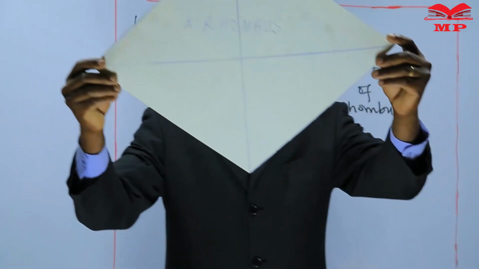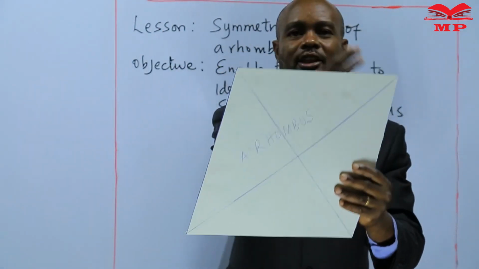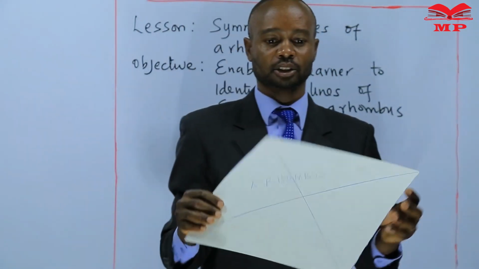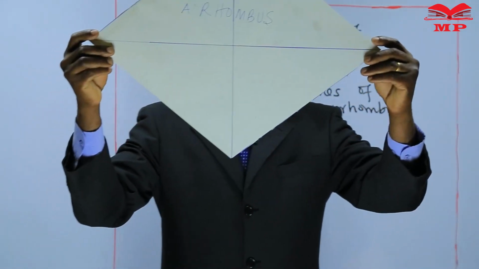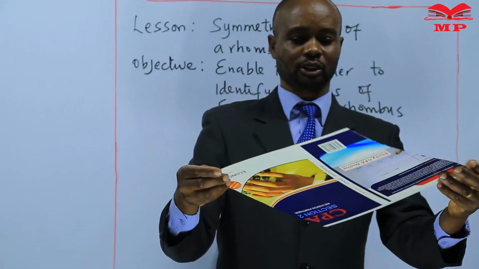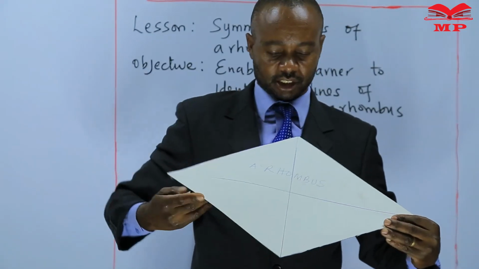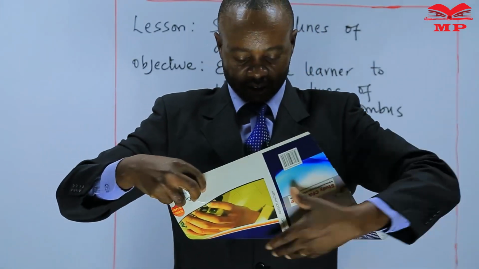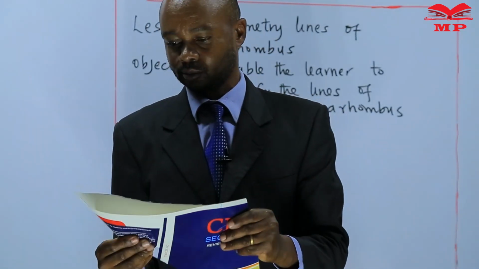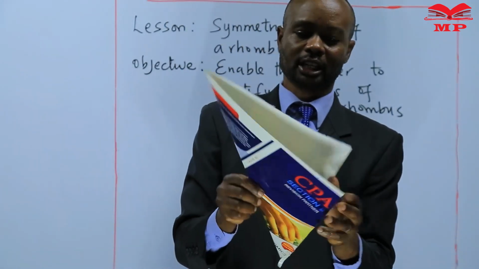So in this case, we have that quadrilateral. We call it a rhombus because all the sides are equal and the opposite sides are parallel. So we want to go step by step and look at how many lines of symmetry we can get. So I'll fold it along the longest diagonal. I've folded it along the longest diagonal.